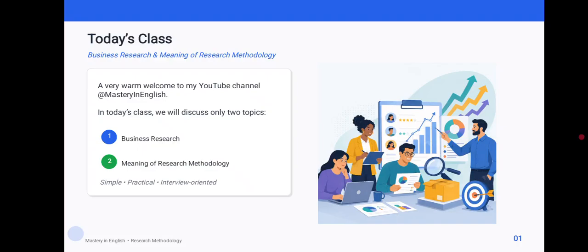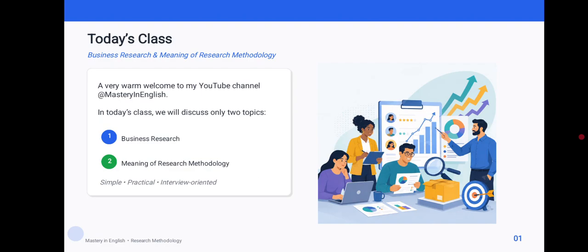So, in today's class, we will discuss only two topics. First topic we have business research, and second topic we have meaning of research methodology. So, students, these two topics are very important because they help us to understand how businesses, how companies collect information and solve the problem related to any issue and take better decision for their company.